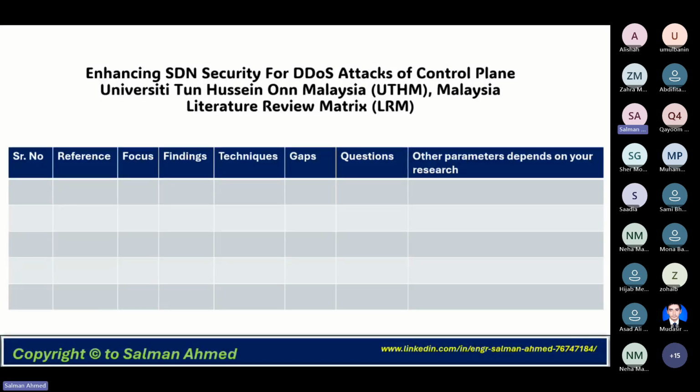Then about the focus: what is the particular objective of that research article that it is focusing on. Then its findings. The findings we find from the conclusion and the results. Then in our literature review matrix, we write the techniques: if a researcher got these findings, this level of good results, we check what techniques he used, and then we write their gaps. Here, the gap means the effects.